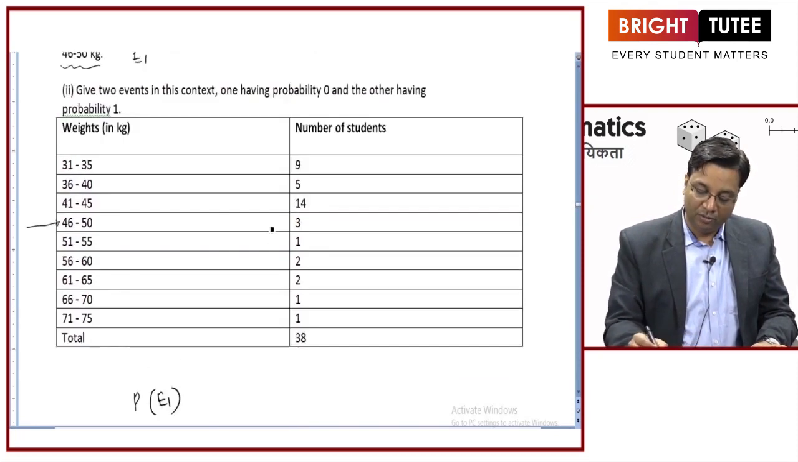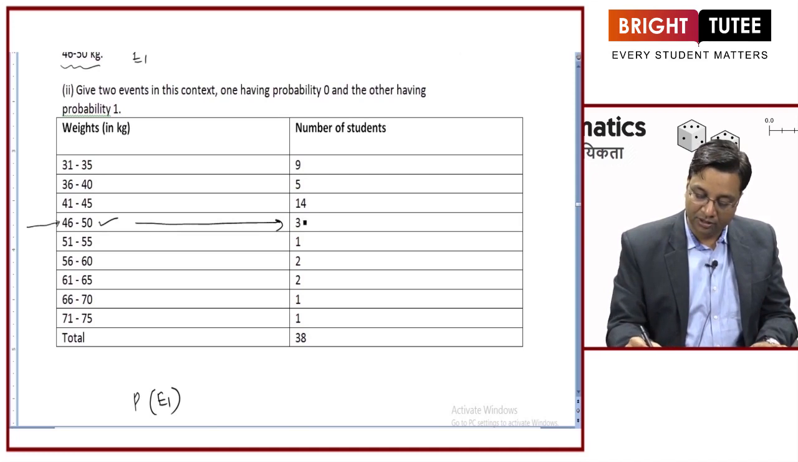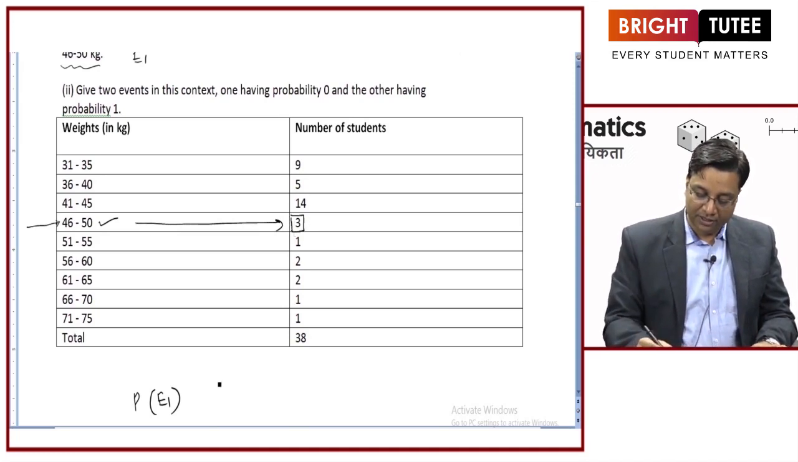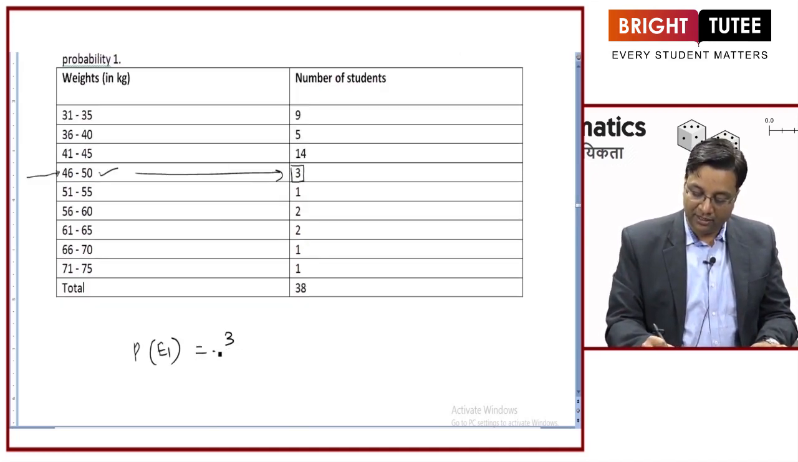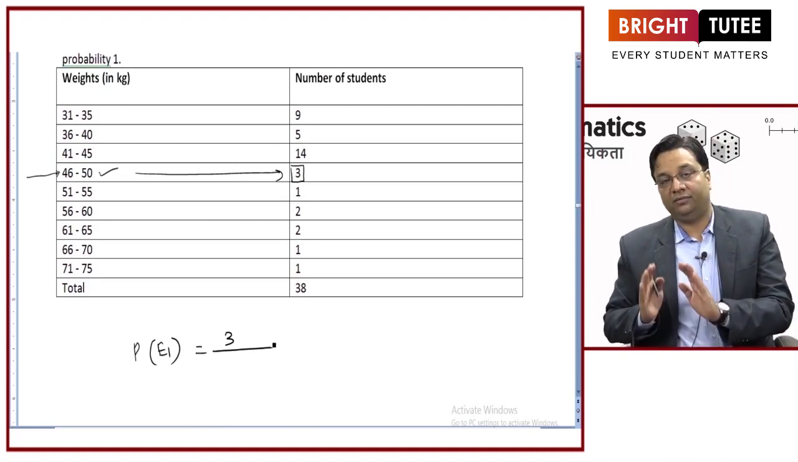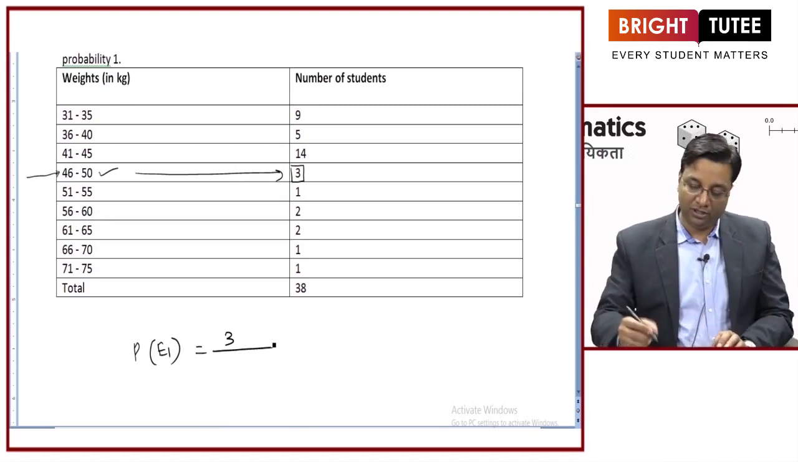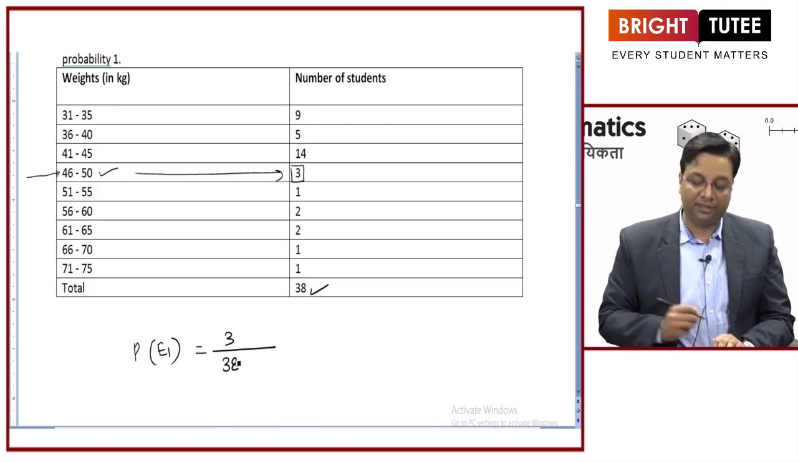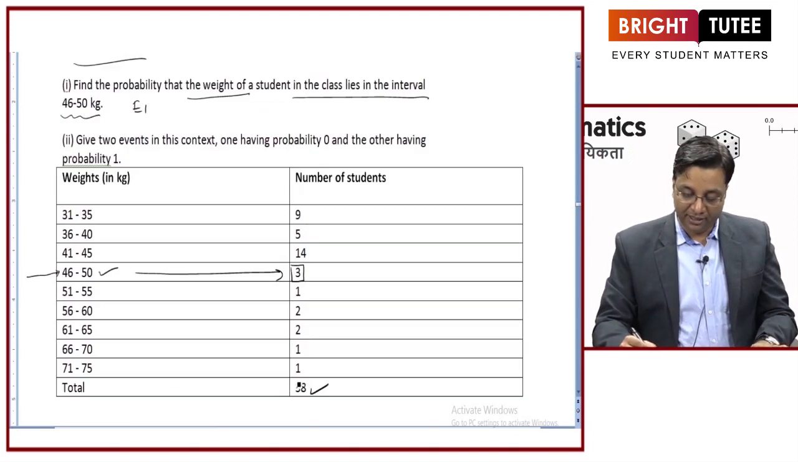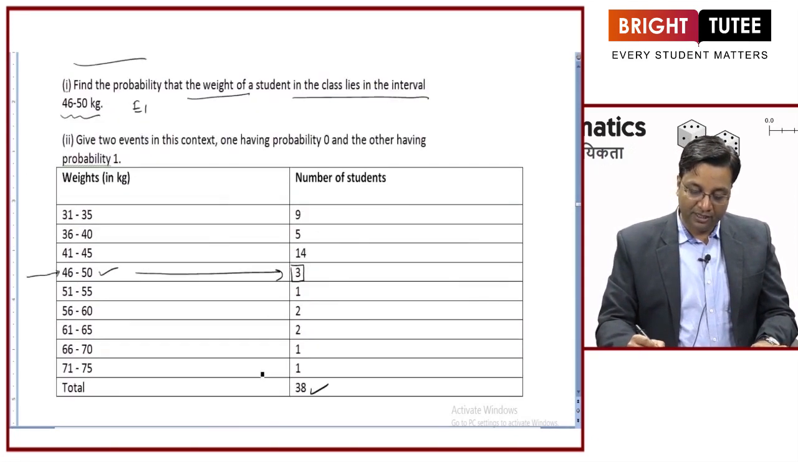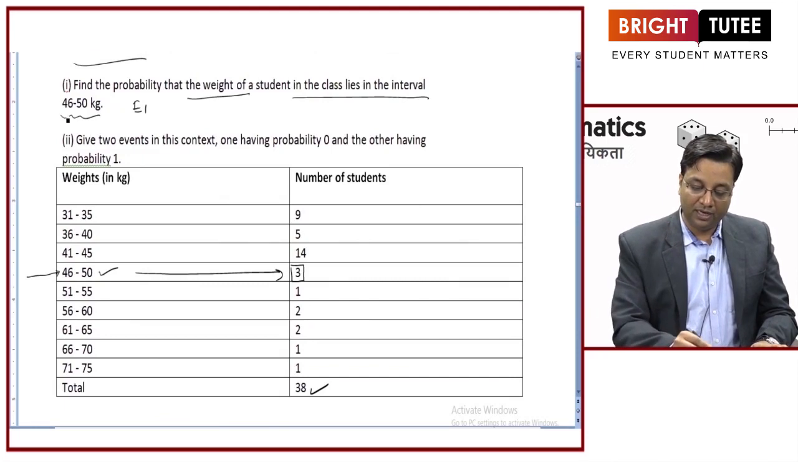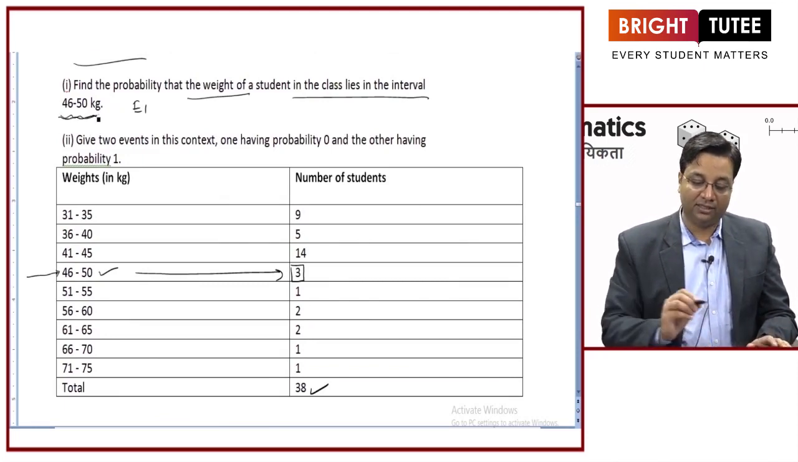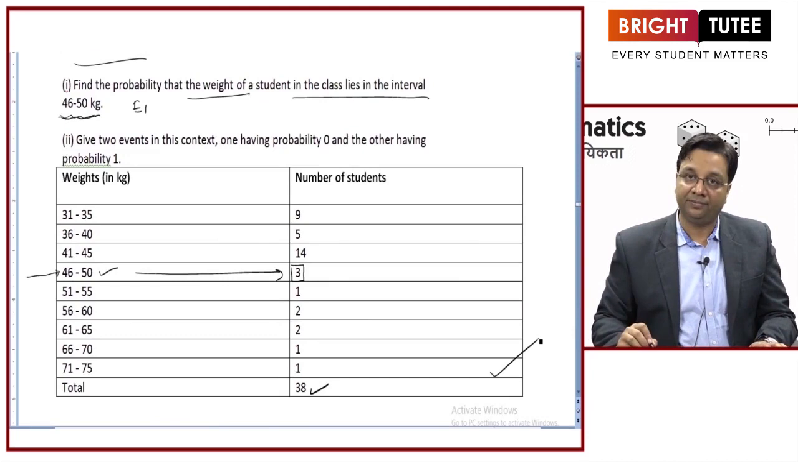Now, how many students are there in this group with the weights 46 to 50? These are the students, 3 students. So 3 students are there in the event that we need to calculate the probability for, out of 38 total students. So I will divide it by 38 here. 3 by 38 is the probability that the weight of the student will lie in this interval, based on this given data.